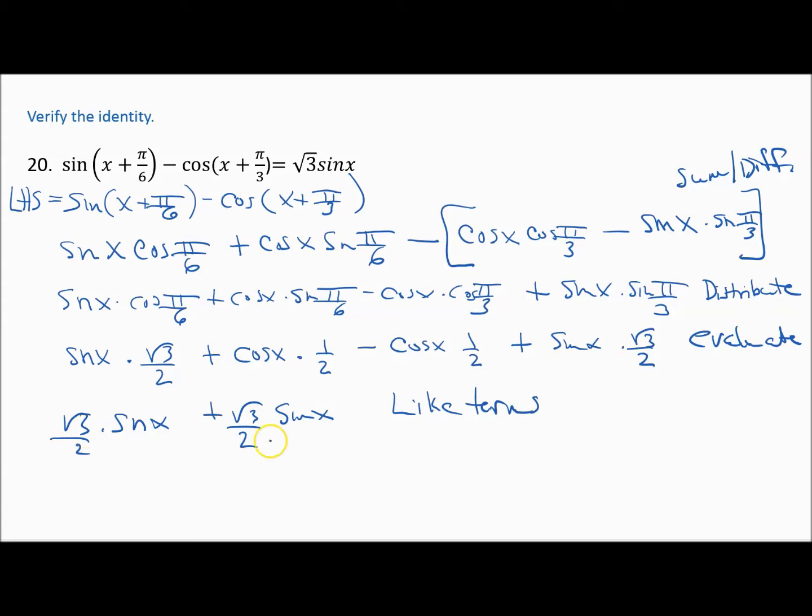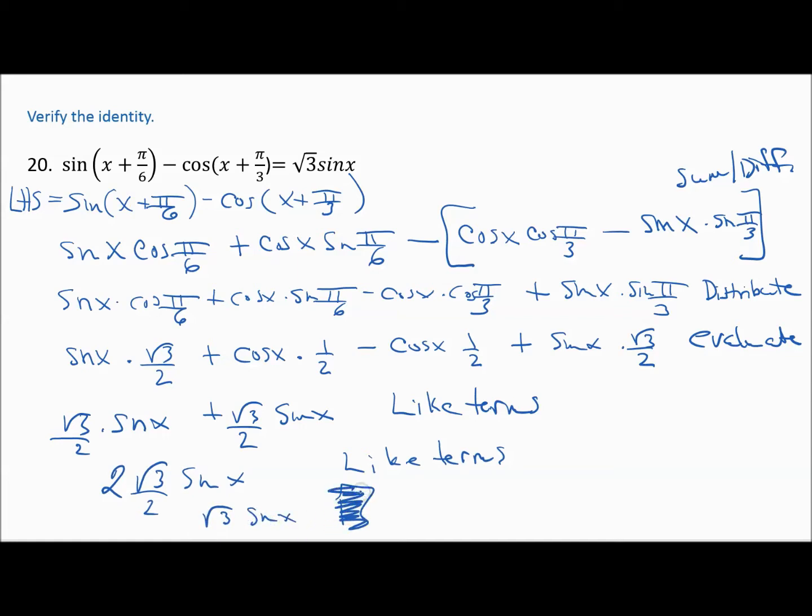Now, we're going to add like terms again, too. We're going to add square root of 3 over 2 sine of x plus square root of 3 over 2 sine of x. There's 2 of those. So that's 2 times square root of 3 over 2 times sine of x. Again, like terms. We could have done that in the line before, but I just want to make it clear. And since there's 2 of them, those 2's cancel. So you get square root of 3 sine of x, which is exactly what we were trying to prove.